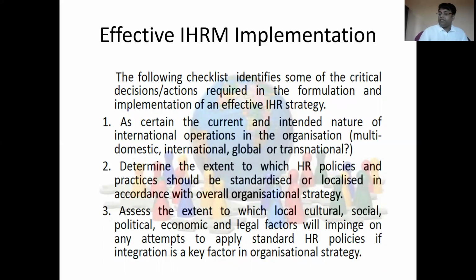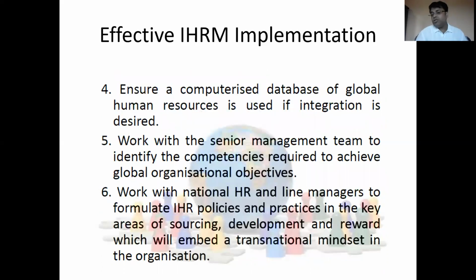Assess the extent to which the local cultural, social, political, economic, and legal factors will impinge on any attempt to apply the standard HR policies. Integration is the key factor of the organizational strategy. I mean, if you want to implement your organizational HR policy in a particular other country, what are the implications of the local cultural, social, political, economic, and legal factors that you need to take care of. Next one is to ensure a computerized database of the global human resources is used for the integration desired.